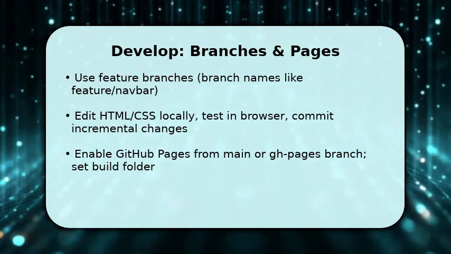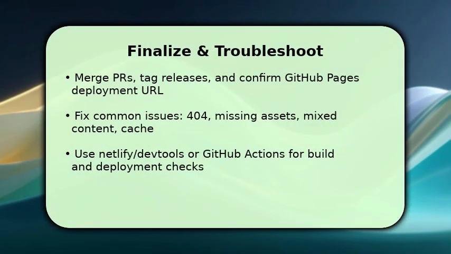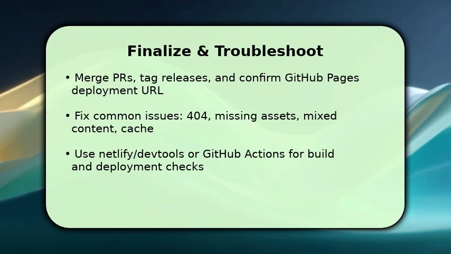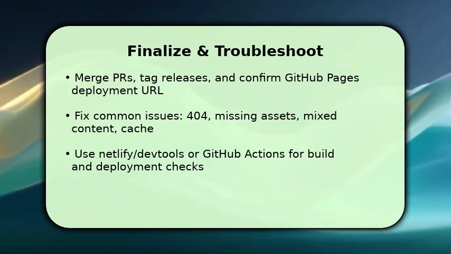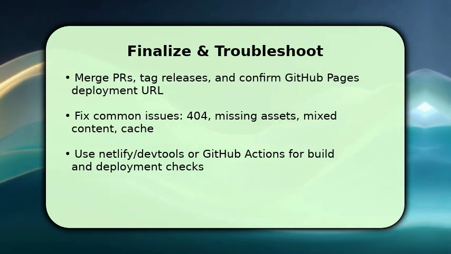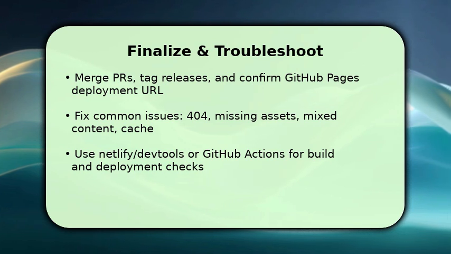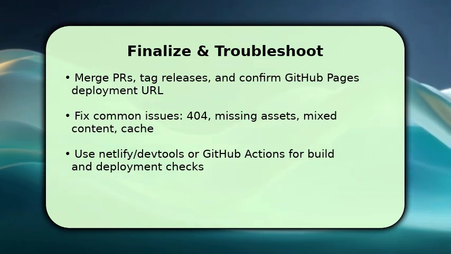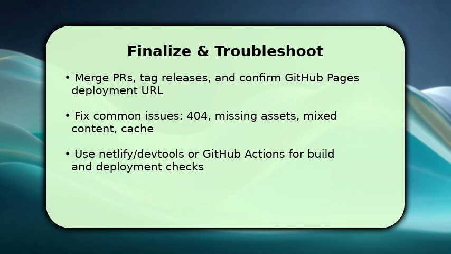You finish by merging the final pull request, tagging a release if needed, and verifying the page's URL serves your site. If you see a 404, confirm the publish branch and path. If assets fail, check relative paths and case sensitivity. For mixed content, switch to HTTPS links.